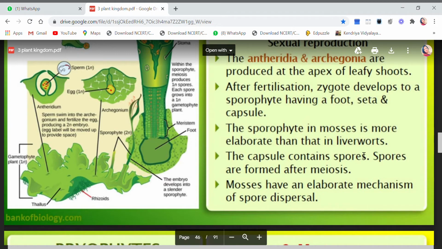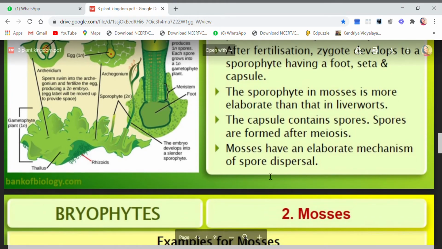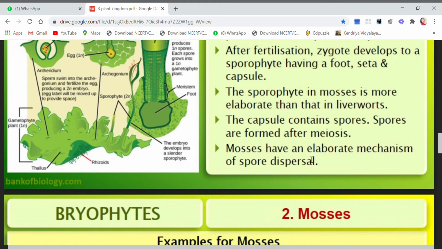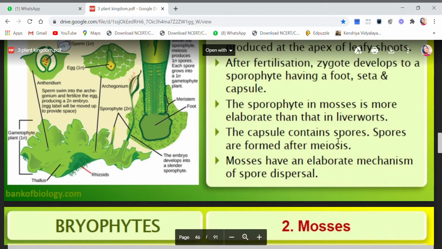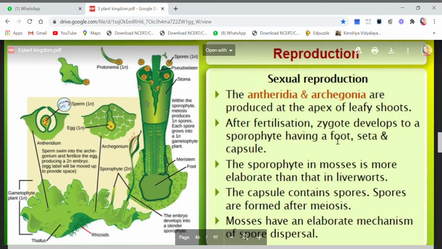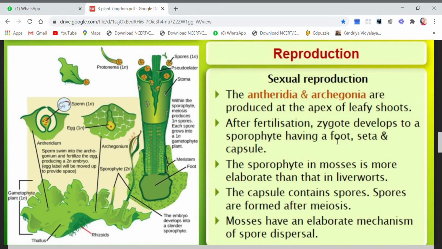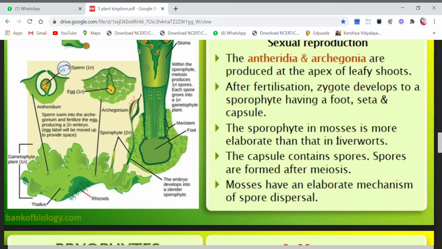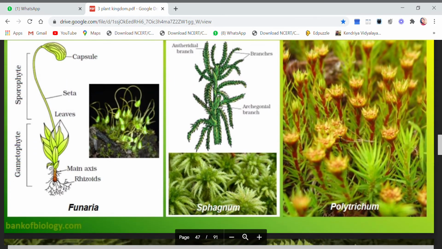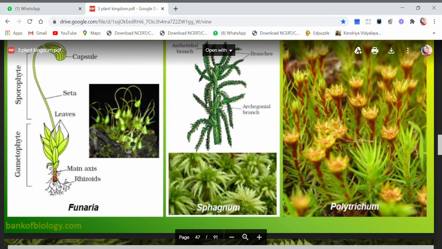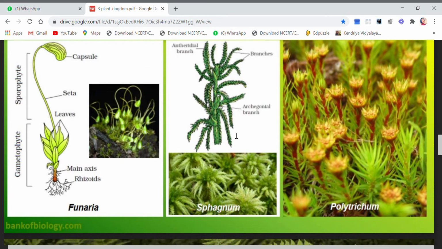And how will the spores be formed? They will be formed after the division called meiosis, and mosses have an elaborate mechanism of spore dispersal. That means how the spores get dispersed, that technique is a little more elaborate and different. That means it shows that mosses are a little bit more advanced than liverworts, but both come under the same category, that is bryophytes. And these are the various examples of mosses, as you see, Funaria, sphagnum.